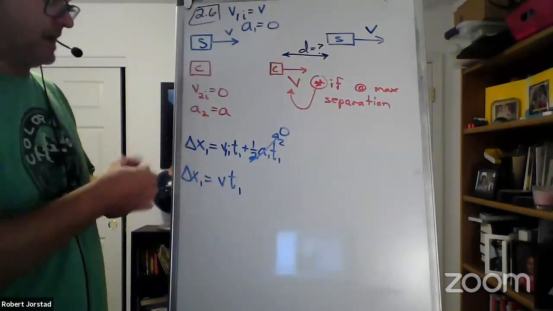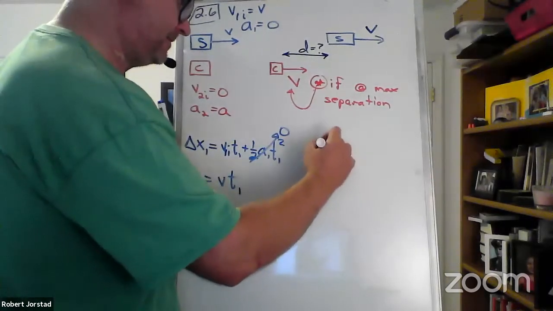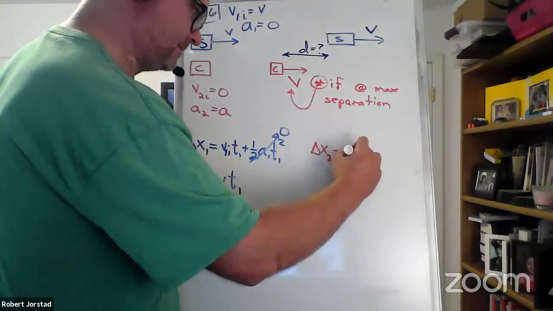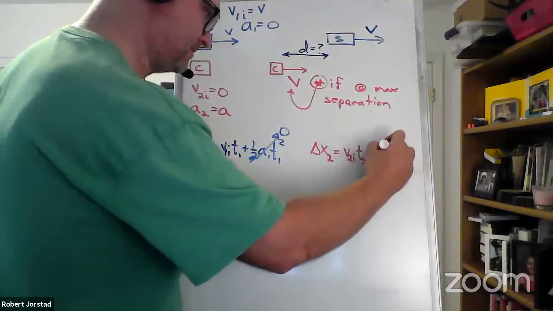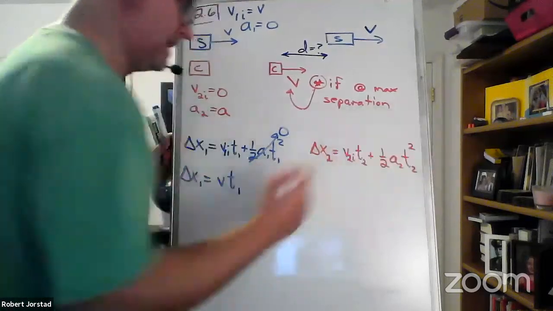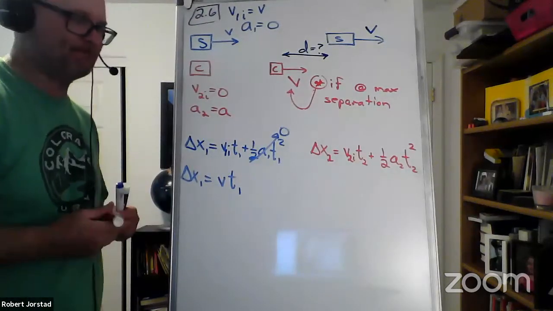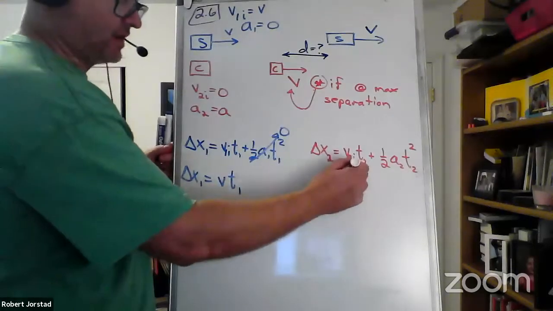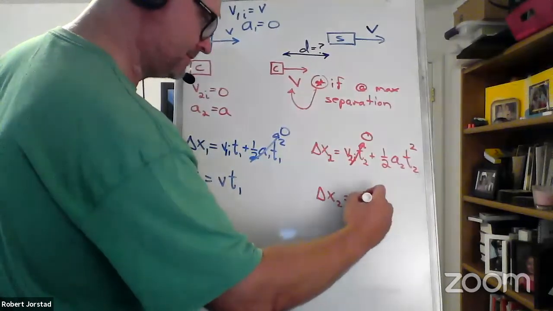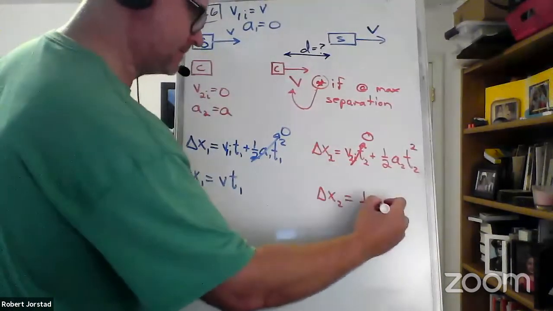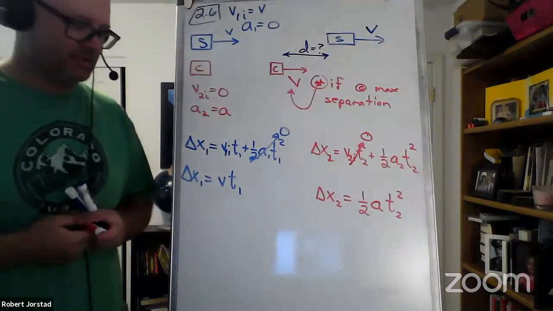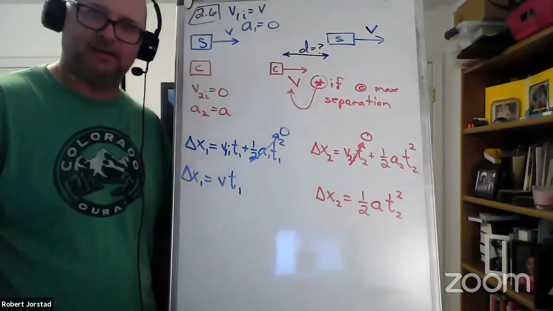Now I'm going to go into the red side. Well, for that one, I know that, right? In this case, this one starts from rest, so that drops that out, and I get this equation. But shoot, I have 2 different times here. Is that going to be a problem?